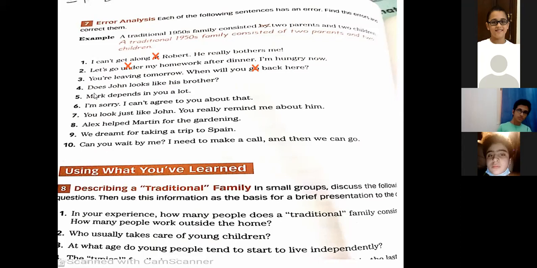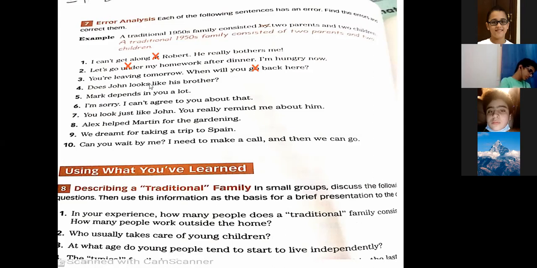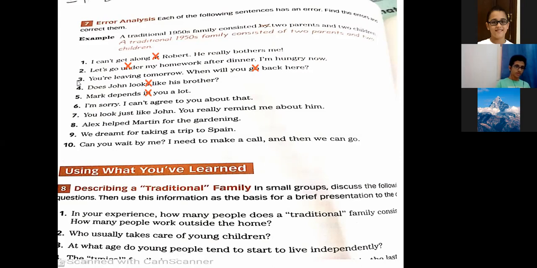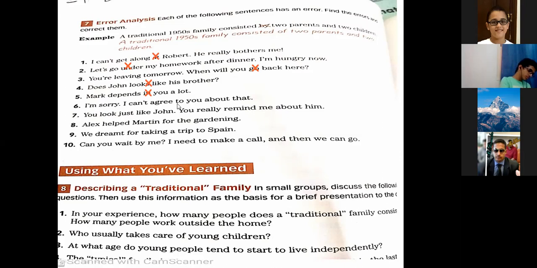Saeed Waleed, number four: Does John looks like his brother? Does John look like his brother. Remove the S, because we start with does. Well done, Saeed. Number five: Mark depends in you a lot. Mark depends on you. Yes, on. Well done, Muhammad. Number six: Omar al-Bara. I am sorry, I can't agree with you. Yes, well done, with you.